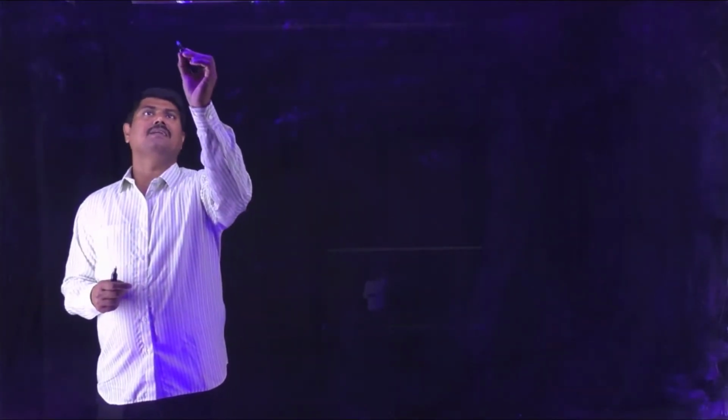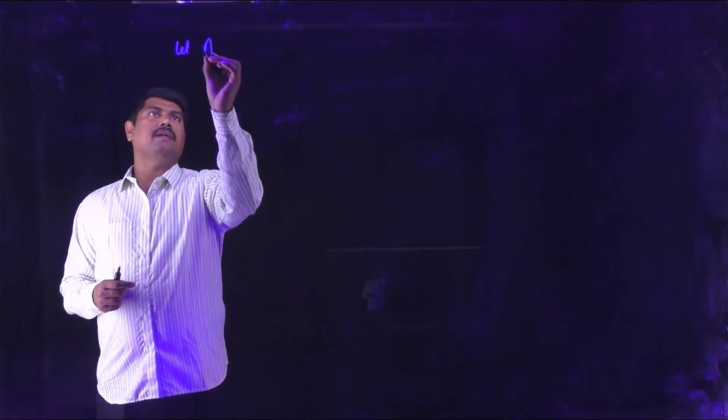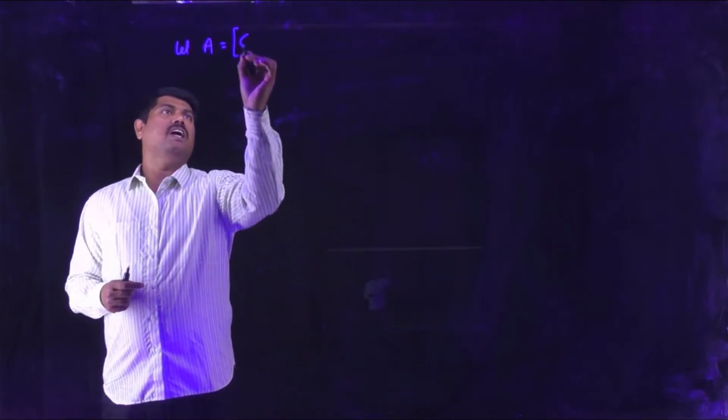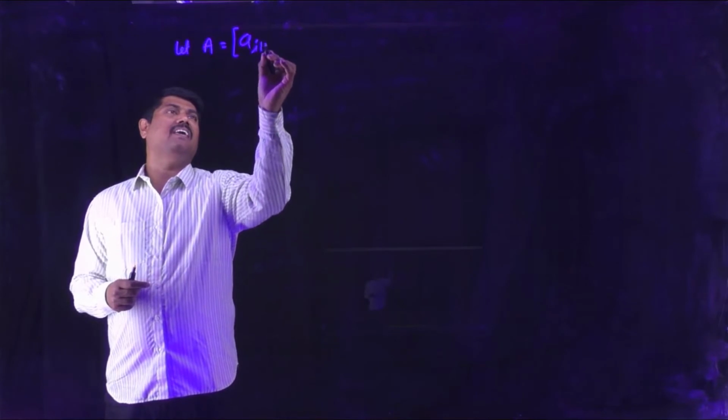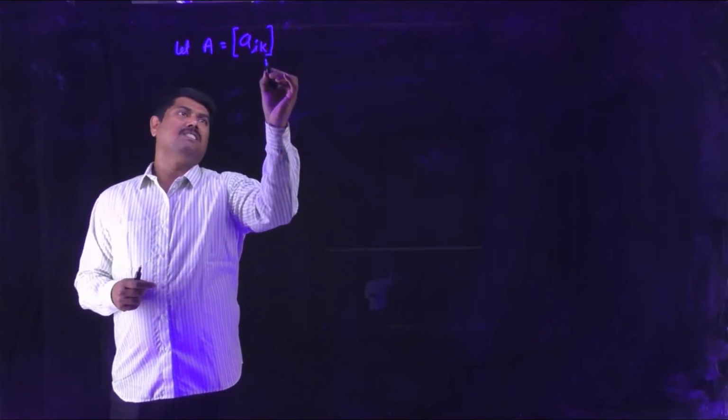Now let us observe the concept of multiplication in another way. Let us consider A is a matrix whose elements are denoted a_ik and is of order M by P.